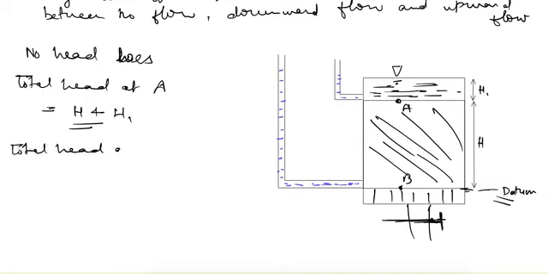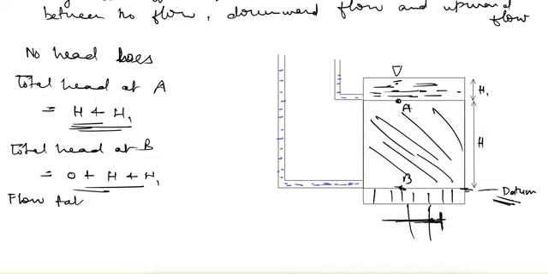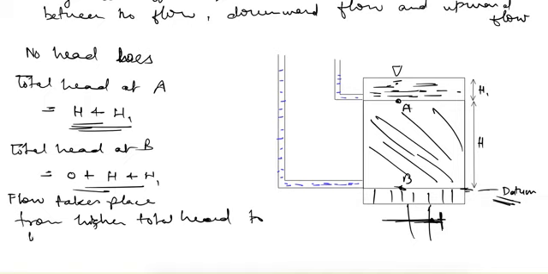And let's see total head at B. At B, it is at datum, so datum head is 0, and if a piezometer is inserted, it will rise up to the surface of the water. So the pressure head is H plus H1. So it means that total head is remaining the same at both points, and flow takes place from higher total head to lower total head. So both heads are equal, that means no flow of water will take place.